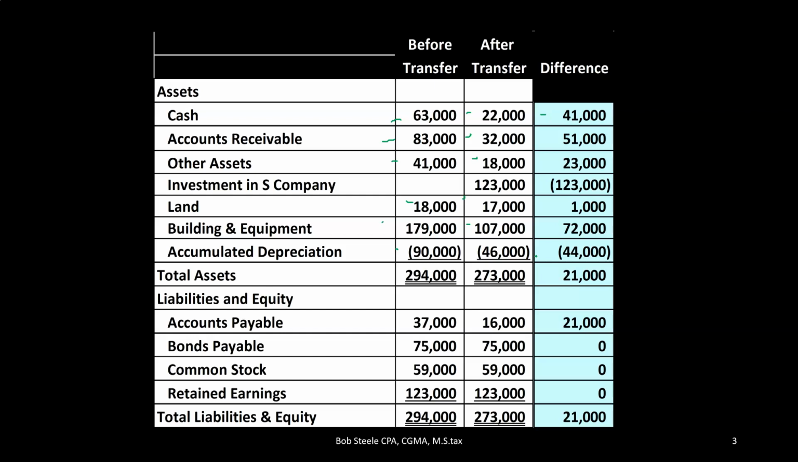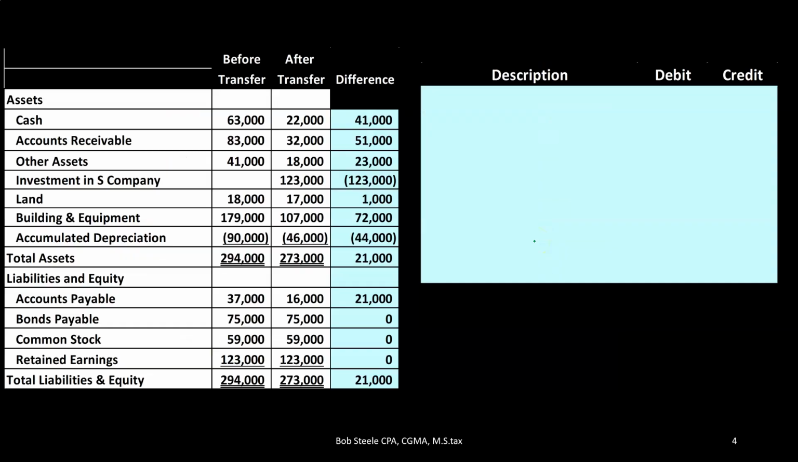So we're going to transfer over the building and the equipment, the accumulated depreciation and so forth, and then on the accounts payable, looks like we transferred over 21,000 of the accounts payable, and it looks like that's going to be it. So now we took the difference here. So we have our difference column. Now that we have the difference, we're going to reconstruct what must have been the journal entry to get us then from the before to the after.